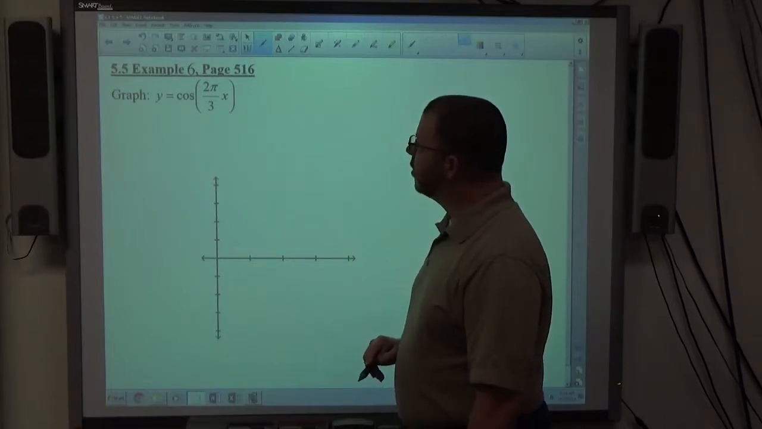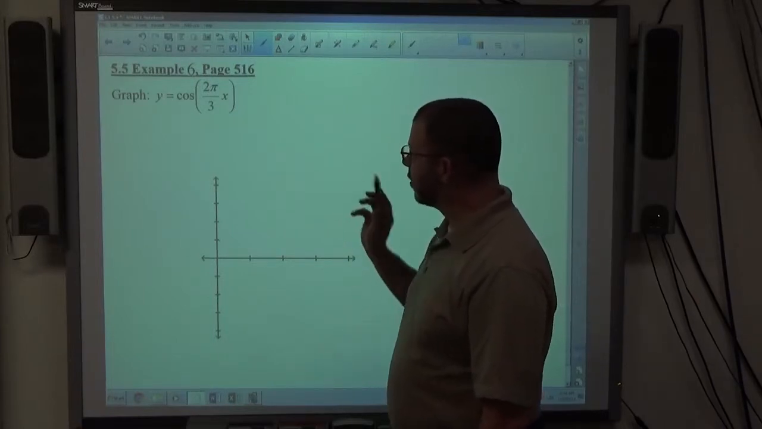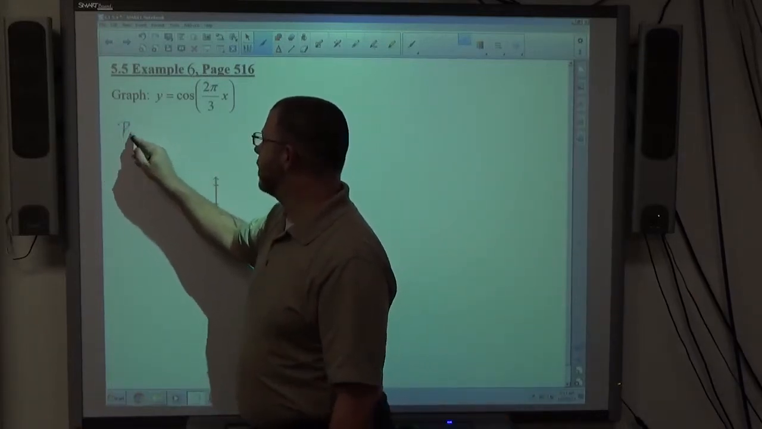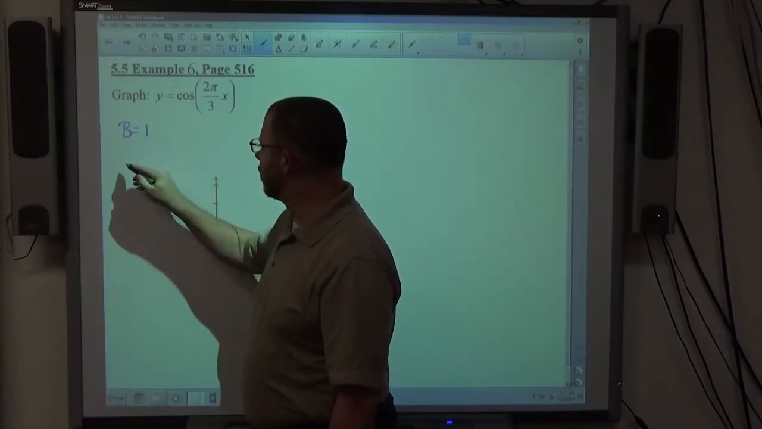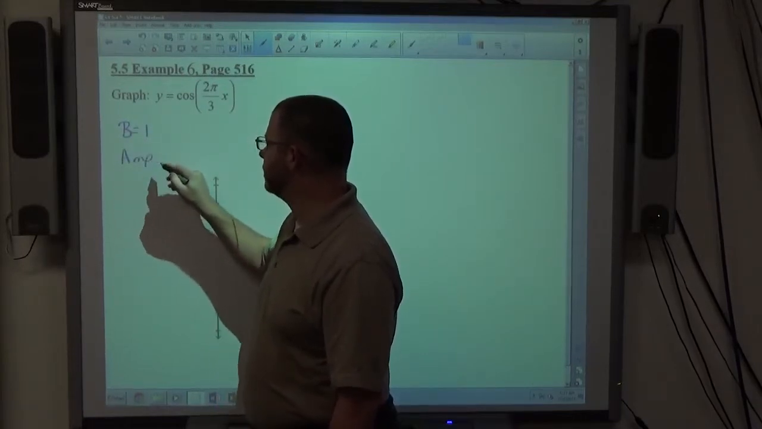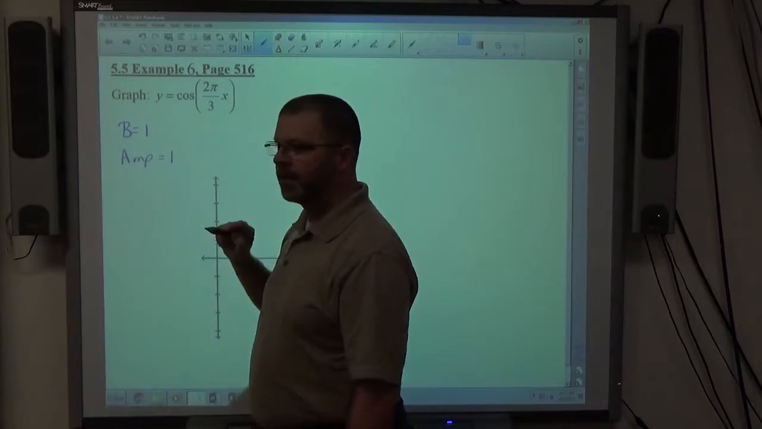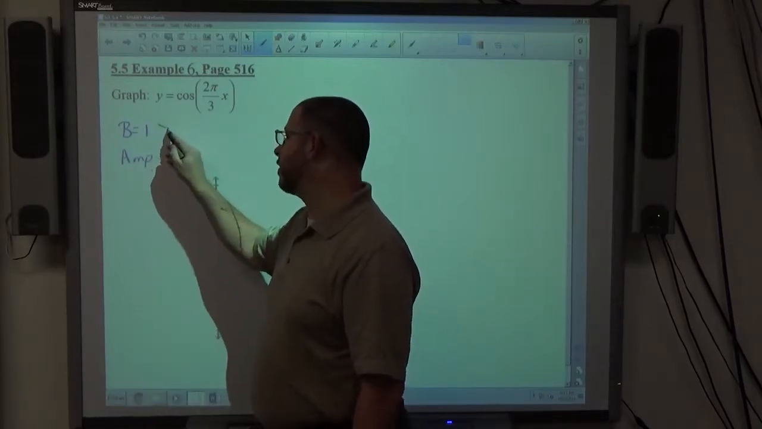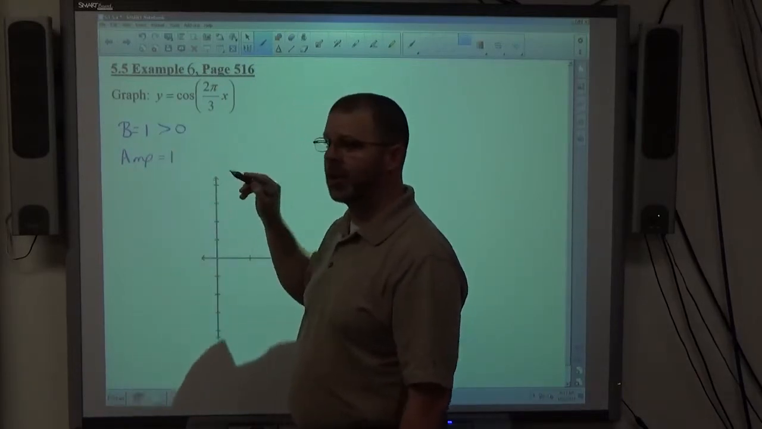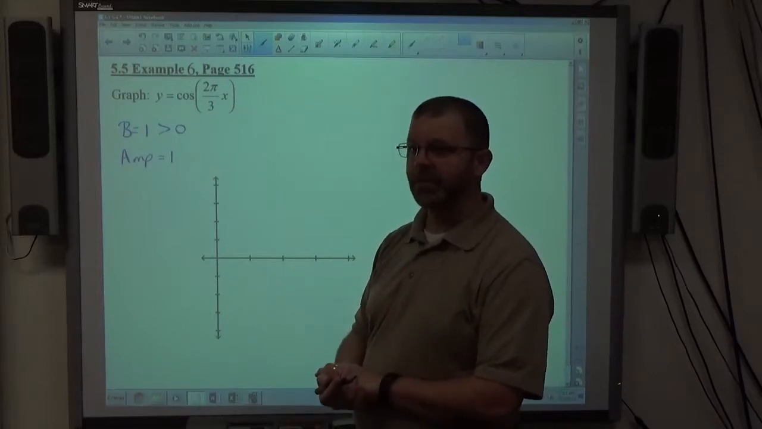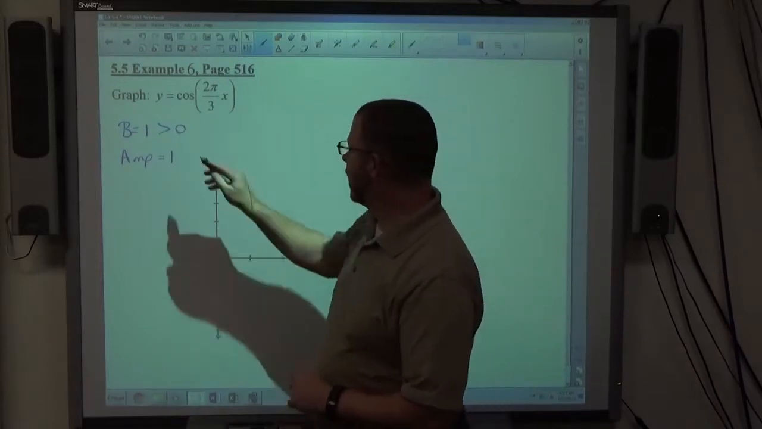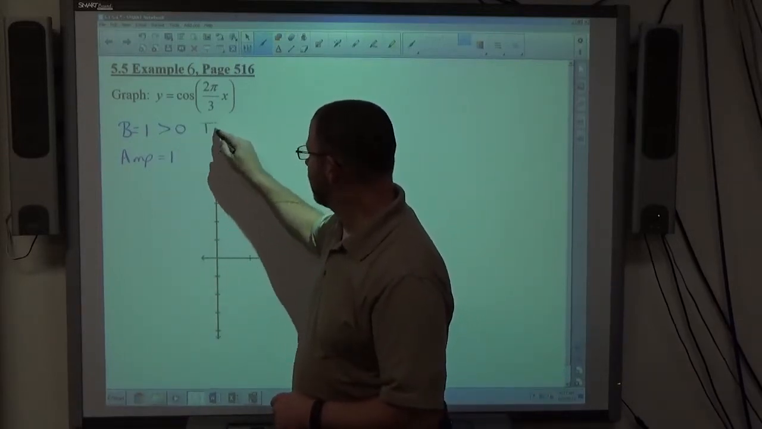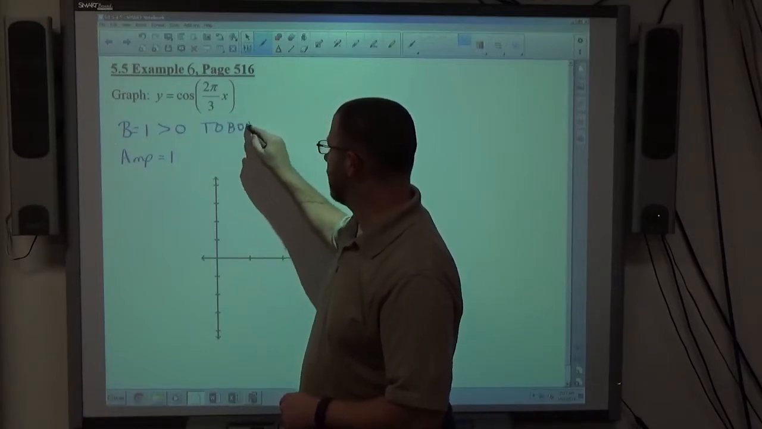Y equals cosine of 2 pi over 3x. So first off, I can see that b is equal to positive 1. So the amplitude is 1, right? Also, the fact that b is greater than 0 tells me the order of dots, right? And I might even figure that out immediately. Well, it's greater than 0, so that's top, 0, bottom, 0, top. So it's top-bottom.